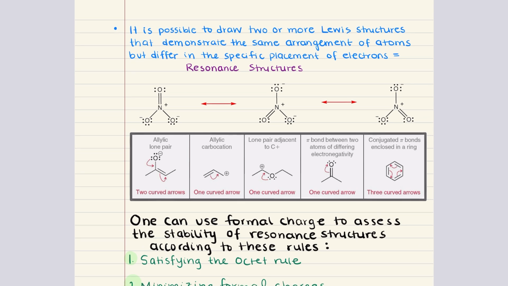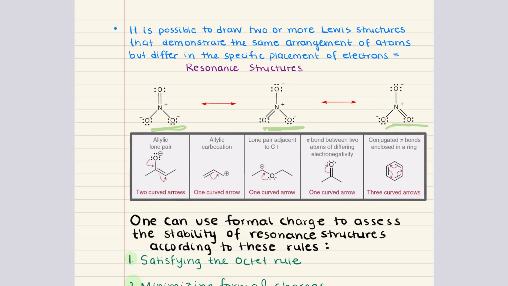Hybridization helps explain molecular geometry and bonding behavior, but in some cases, a single Lewis structure is insufficient to fully describe how electrons are distributed within a molecule. And this is where resonance structures come into play. Resonance occurs when two or more valid Lewis structures can be drawn for the same molecule. And in this case, it's only differing in the placement of electrons while still maintaining the same arrangement of atoms.